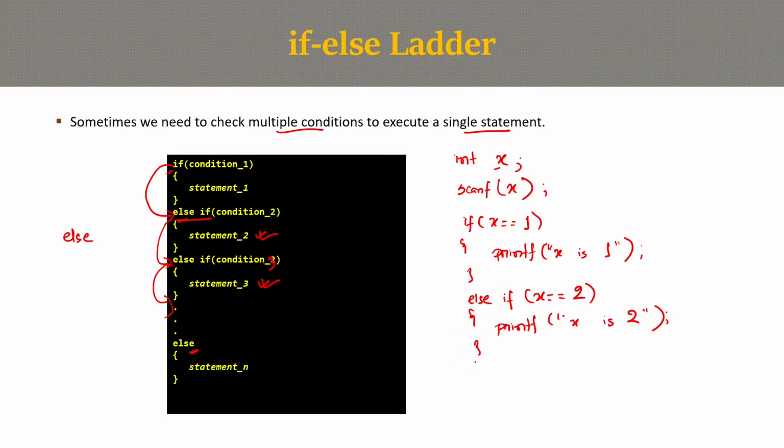Then again I will choose another else if, and I will check if x is equal to 3 or not. Then I will print that x is 3. And if x doesn't fall within 1, 2, 3, then within an else, let me erase this and show, I will be writing else printf x is not within boundary, something like that. So this is how you can use the if else ladder. Using this in a continuous fashion is why it is known as a ladder.